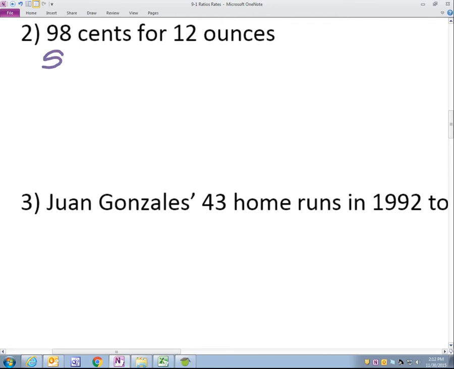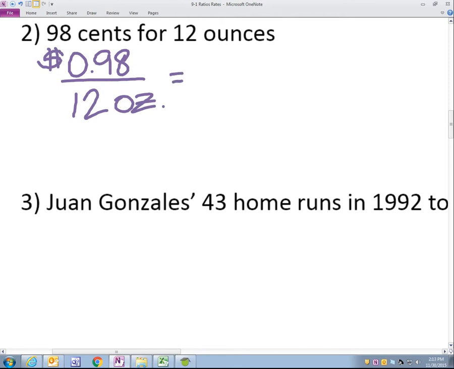All right. I'm going to put money on the top. I'm going to put a 0 before the decimal just so I don't make any silly mistakes. 12 ounces. I have my o lowercase, so it doesn't look like it's 120Z. And I need to reduce this if I can.